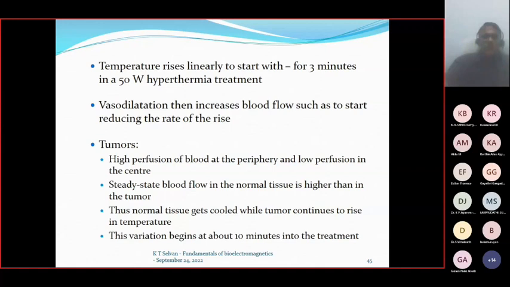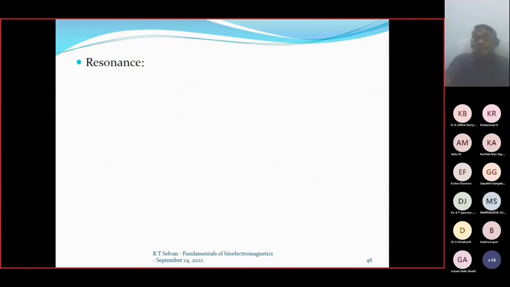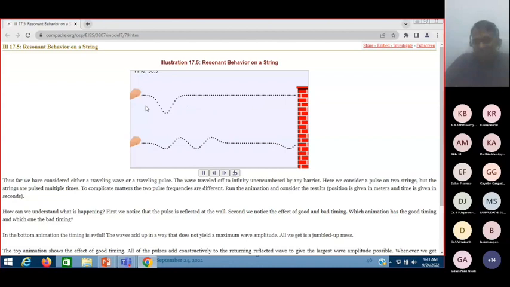So this variation begins at about 10 minutes into the treatment. And another very interesting and important aspect is resonance. So what is resonance? Let us look at one interesting animation. A wave hits the wall or something and comes back, and the next wave is launched in proper time such that they get added. They reinforce each other, resulting in a gradual building up of the wave.